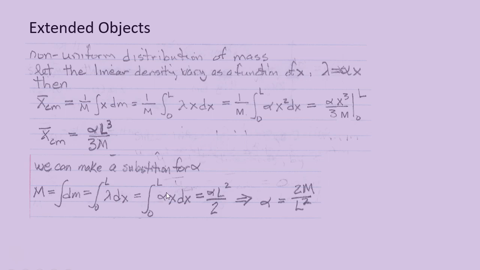We can make the substitution alpha times x for the lambda, and we can evaluate this integral, and we're left with alpha L squared divided by 2. Go ahead and rearrange this algebraically to get alpha, and alpha is equal to 2m divided by L squared. We can make this substitution into our original expression up here for the center of mass. That leaves us with the center of mass is going to be at 2/3 the length of the rod when we have a non-uniform mass distribution that is proportional to the distance from the origin.